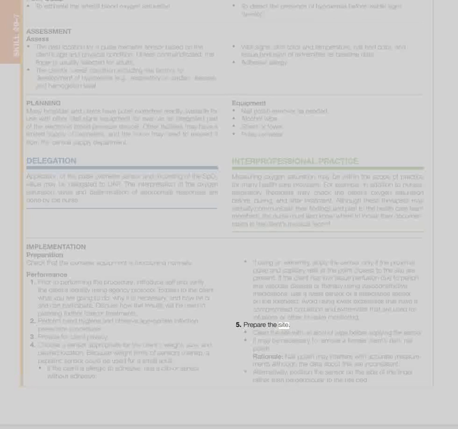5. Prepare the site. Clean the site with an alcohol wipe before applying the sensor. It may be necessary to remove a female client's dark nail polish. Rationale: nail polish may interfere with accurate measurements, although the data about this are inconsistent. Alternatively, position the sensor on the side of the finger rather than perpendicular to the nail bed. Equipment: nail polish remover as needed, alcohol wipe sheet or towel, pulse oximeter.